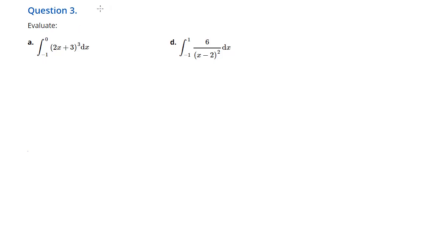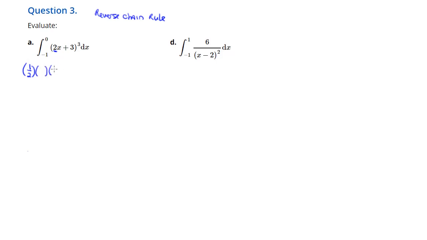All right, we're on page 252, number 3, and we're going to integrate these. We've got limits, 0 and -1. We're going to reverse chain rule. So first I take a look at what I would have multiplied by the inside. That's 2, so I take the reciprocal of that.